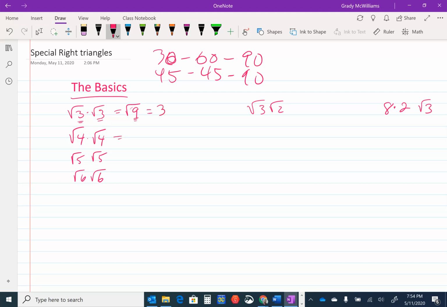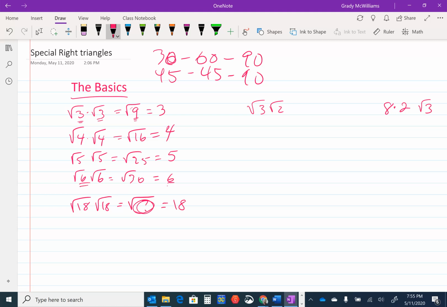Okay, so square root of 4 times square root of 4 is square root of 16. What number times itself gives you 16? 4. Square root of 5 times square root of 5 is square root of 25. The number times itself that gives you 25 is 5. Okay, and so on and so forth. I could pick any number out of a hat, like square root of 18 times square root of 18. Doesn't matter what this is. The number times itself that gives you 18 is going to be 18.